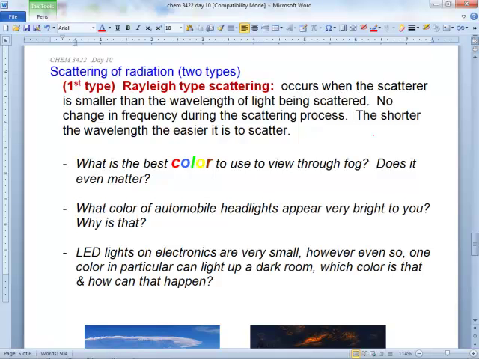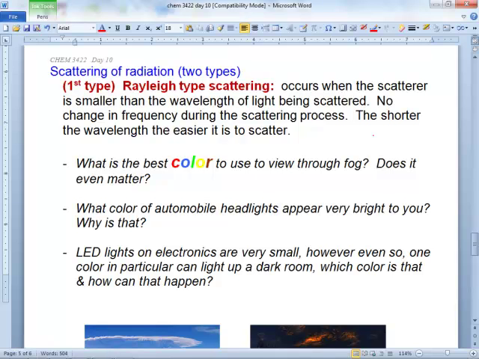The first type is Rayleigh. It occurs when the scatterer is smaller than the wavelength of light being scattered. There's no change in frequency. So if Rob is a Rayleigh scatterer and red light strikes him, what color is going to bounce off? Red, right? There's no change in frequency. It's like what type of collision? Elastic or inelastic? It's like an elastic collision. No energy's lost. There's no change in frequency. There's no change in color. The shorter the wavelength, the easier it is for a Rayleigh type scatterer to scatter radiation.